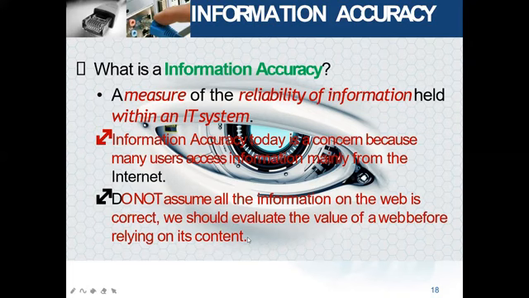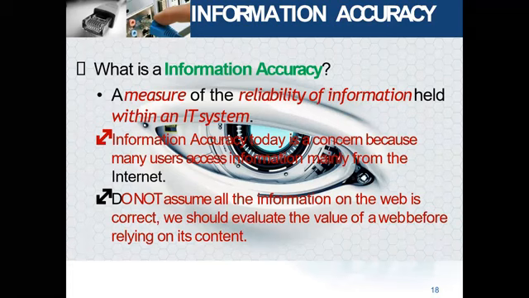We should evaluate the value of a website before relying on its content. There are a lot of websites, when you search something, there is a list of websites which provide the same content, right? But that content is not secure, not authentic, not up to date, right? Use the website which is authentic and gives you the correct information. So information accuracy is an important point: the information you are taking from the internet should be reliable, right? It should be from reliable sources.